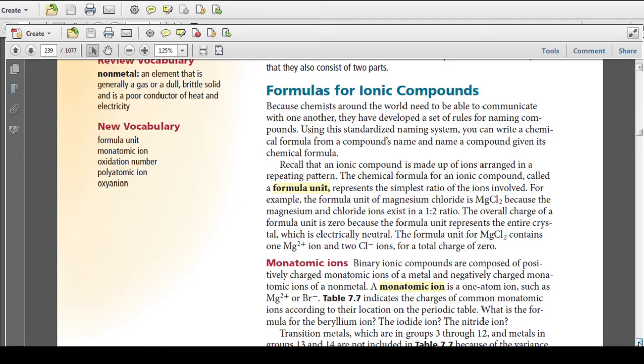Recall that an ionic compound is made up of ions arranged in a repeating pattern. The chemical formula for an ionic compound, called a formula unit, represents the simplest ratio of the ions involved. For example, the formula unit of magnesium chloride is MgCl2 because the magnesium and the chloride ions exist in a 1:2 ratio. The overall charge of a formula unit is 0 because the formula unit represents the entire crystal, which is electrically neutral. The formula unit for magnesium chloride contains 1 magnesium ion and 2 chloride ions for a total charge of 0.